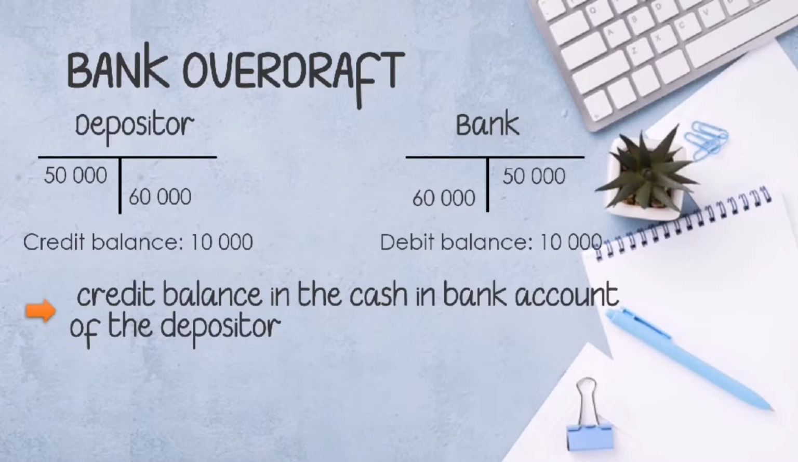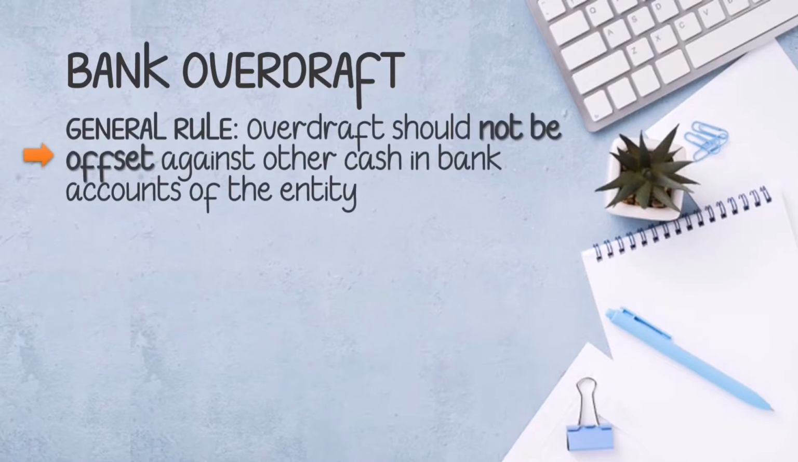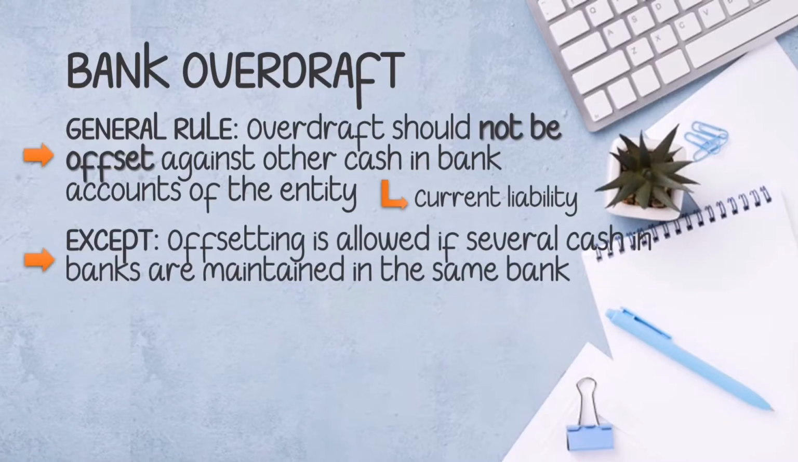So, how are we going to account for the overdraft of 10,000? As a general rule, the overdraft should not be offset against any other cash in bank accounts of the entity. That portion of the overdraft will be presented separately as a current liability. But there is an exception to the rule. The exception is that offsetting is allowed if several cash in bank accounts are maintained in the same bank.